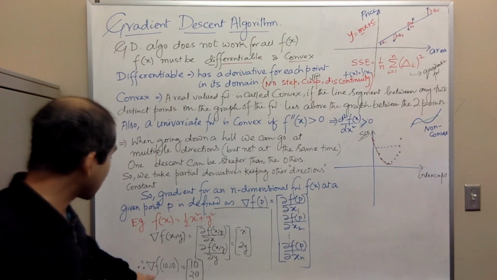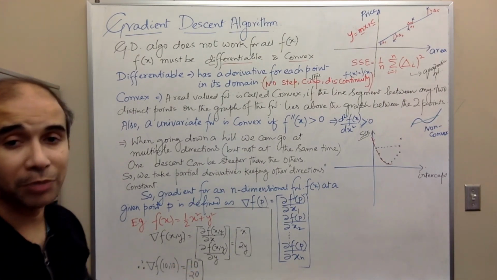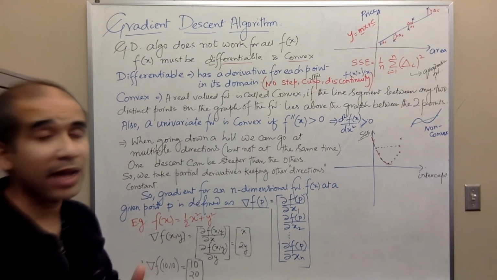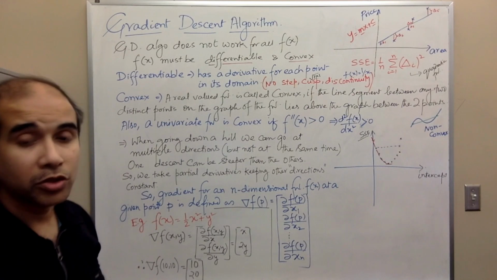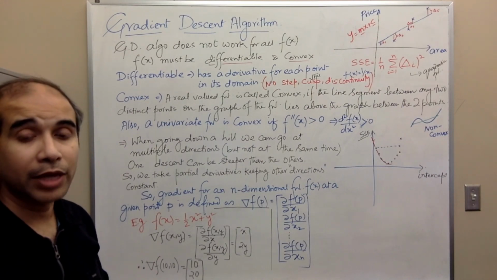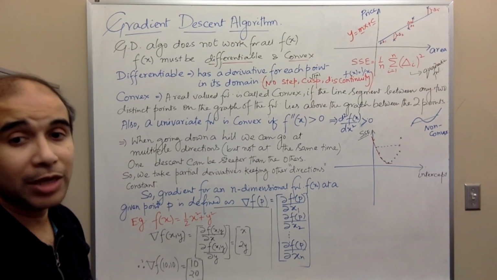And then at the point (10, 10), we find that if x equals 10, then y equals 20. That means for a change in x of 10, the y is 20. So that means the slope is pretty high. So this is the way we calculate the gradient at a particular point using partial derivatives for a multivariate function.